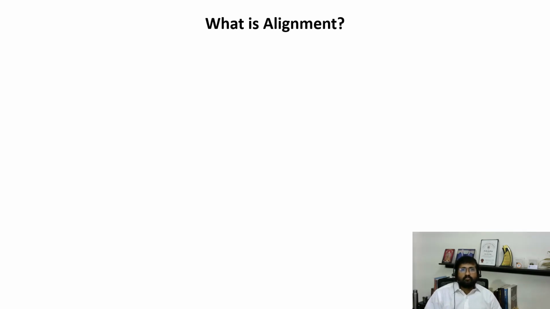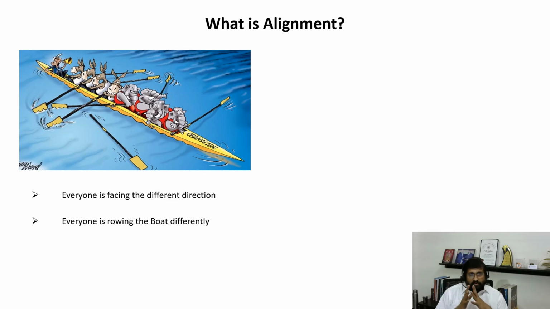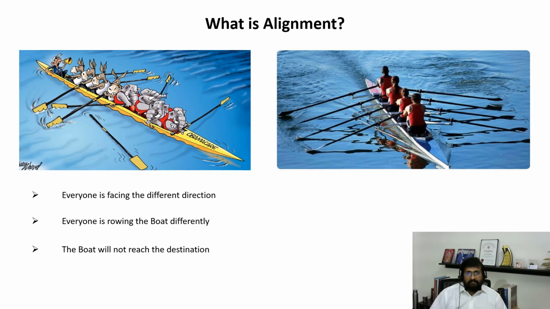Now let's understand what alignment is. As you can see in the picture, there are a lot of people in the boat, but everybody is doing something differently, right? Everyone is facing a different direction. Everyone is rowing the boat differently. So definitely this boat will not reach the destination, isn't it? Because everybody is doing their own thing. Nobody is aligned.